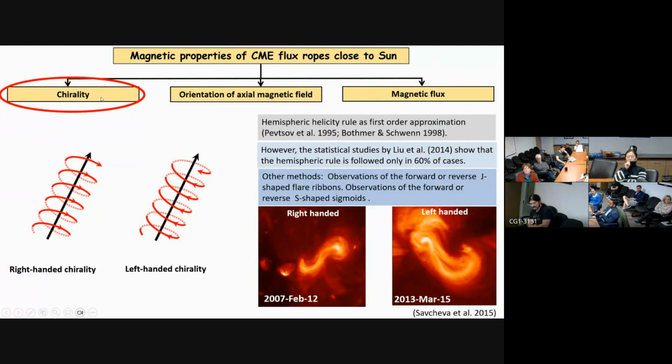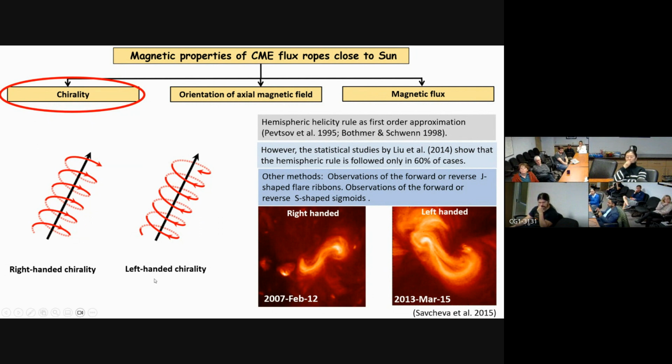One is the chirality. You can imagine this black arrow is the central magnetic axis of the flux rope, and these helically twisted field lines around this central axis can be twisted in such a way that they rotate either clockwise or anti-clockwise around this central magnetic axis. This sense of rotation is denoted by the chirality sign, whether it is right-handed or left-handed.